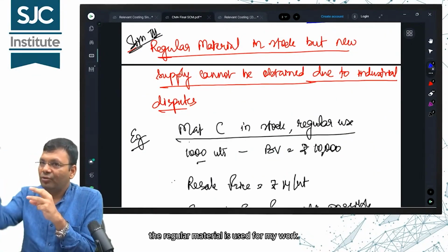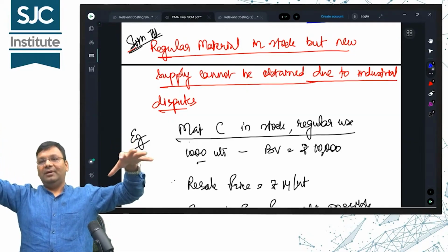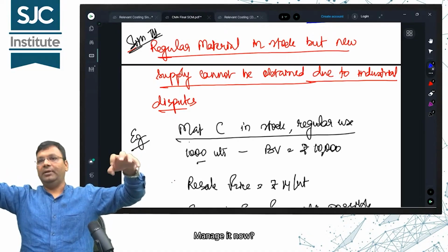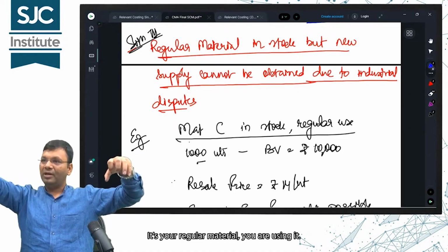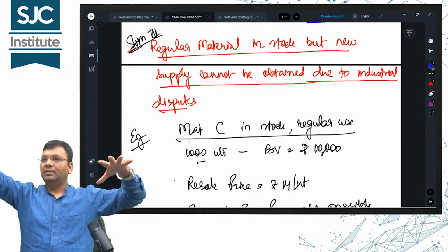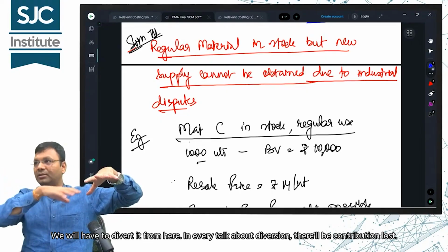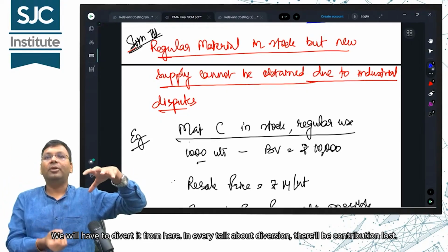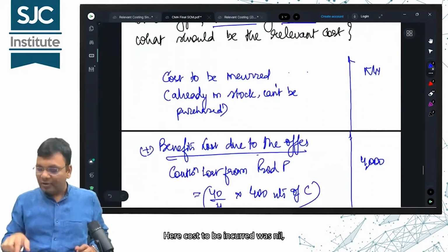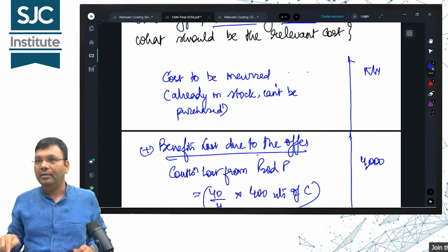At that time, the regular material is used for my work. So a new offer came. How should I manage it now? It's your regular material, you are using it. How will you manage as it is asked in the offer? You would buy new and give, but it's not available. We will have to divert it from here. In every talk about diversion, there will be contribution lost. So here, what did I teach you? Here, the cost to be incurred was nil, but because diversion happened, contribution lost came.